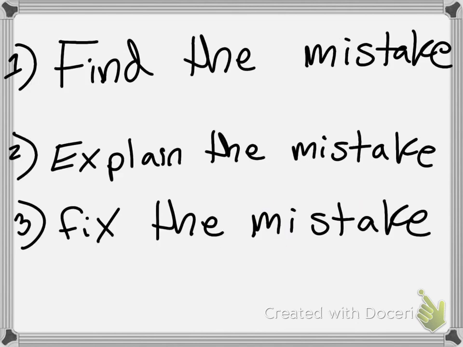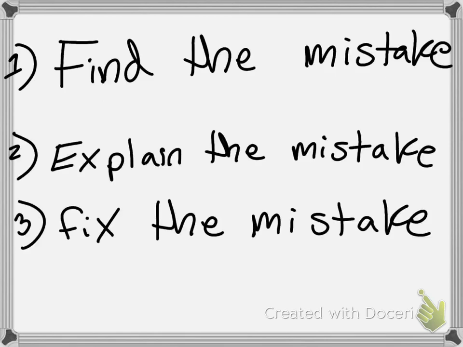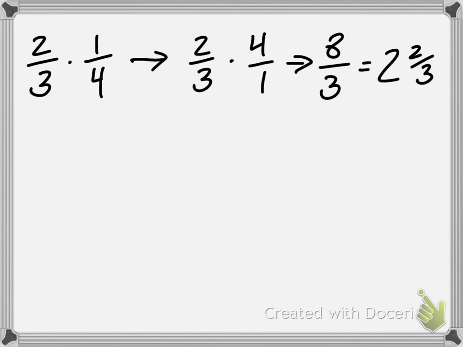So for these problems, I want you to find the mistake, explain the mistake, and fix the mistake. So here's problem 1. For these problems, what you're going to do is find the mistake, explain the mistake, and fix the mistake. So let's look at problem number 1. We have 2/3 times 1/4.